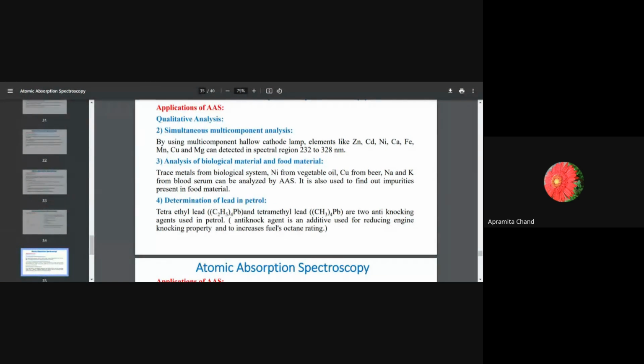Now, how can you determine lead in petrol? This is also a kind of spectroscopy which can help you here. So you all know of anti-knocking agents used in petrol. This is to increase the fuel's octane rating. This is an additive that is used for reducing the engine knocking property and to increase the fuel's octane rating. So tetraethyl lead and tetramethyl lead are two anti-knocking agents used in petrol.